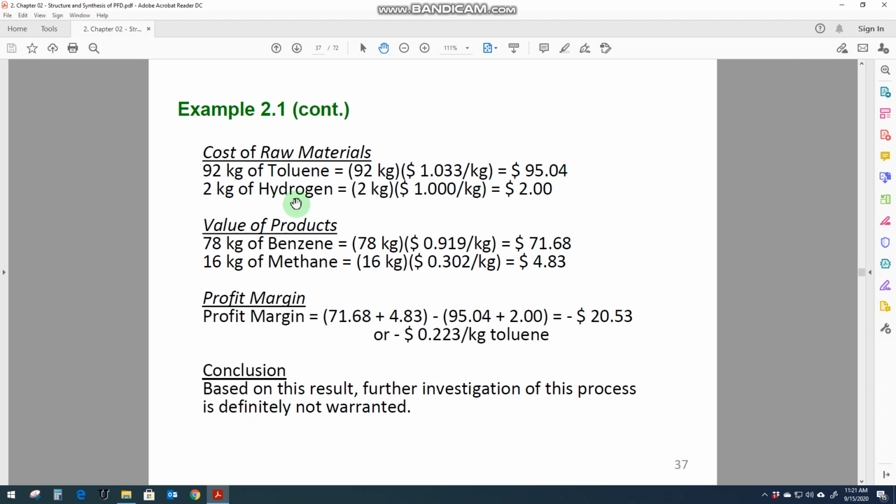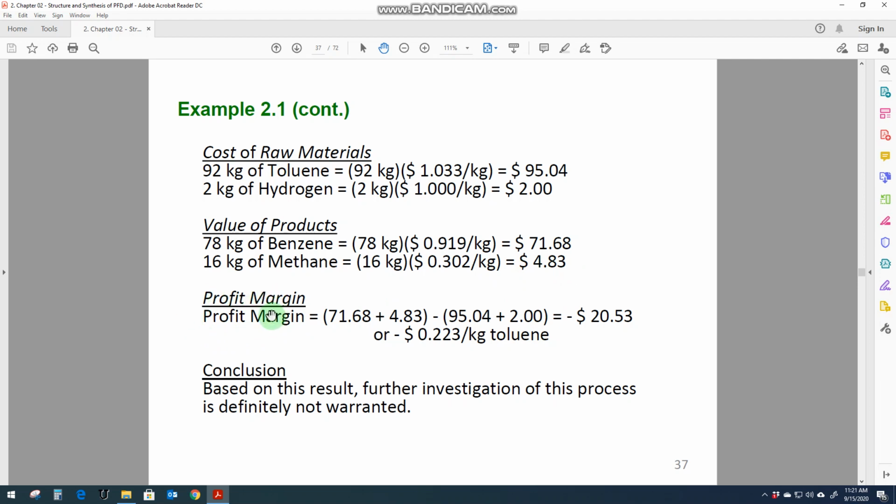Similarly, 2 kg of hydrogen will be equal to $2. And now we have to calculate the value of the products that we can generate from the given pathway. So we can have 78 kgs of benzene, and similarly you can multiply the cost of benzene with the number of kgs. So the value for 78 kg of benzene is equal to $71.68. Similarly, you can calculate the value for the methane for 16 kgs, that comes out to be $4.83.